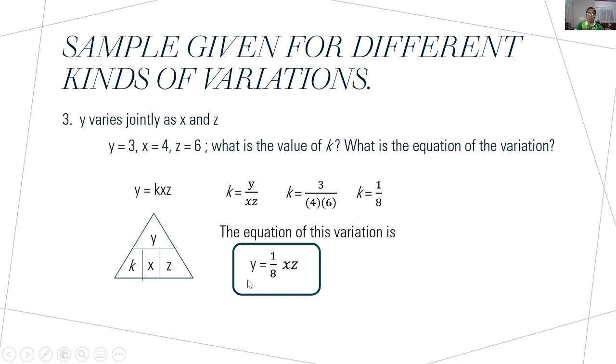Basta tinanong yung equation of variation, again, nandiyan yung variable, ang number lang, yung ating constant of variation. Now ito, this can also be written as y is equal to xz over 8. Baka kasi yun ang makita nyo, sir, paano yan 8 lang yung nakakita namin? Over 8 eh. Ano yung nasa taas na number nun? 1. So ang constant of variation, 1/8 pa rin.